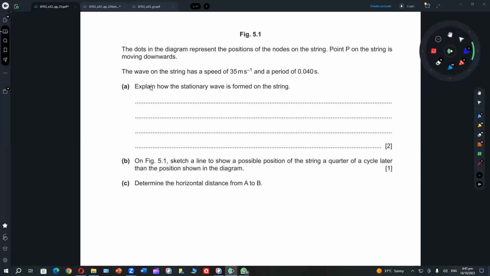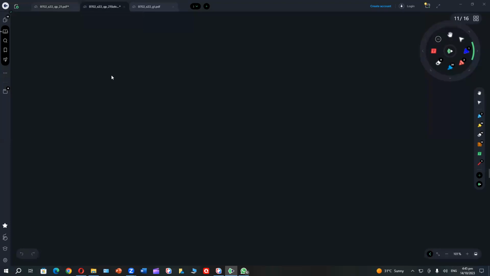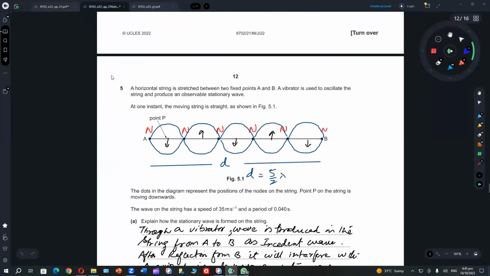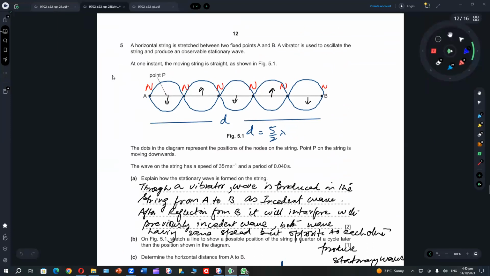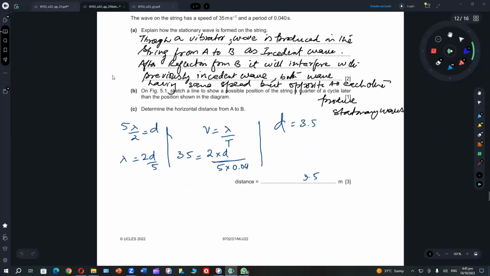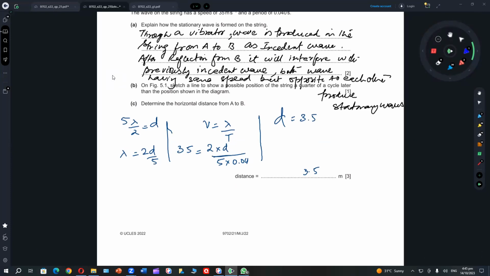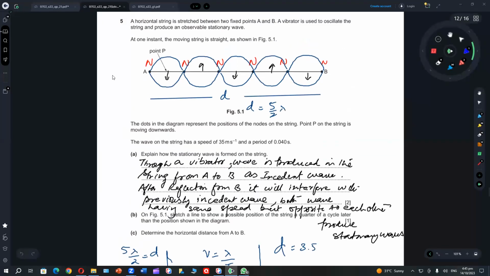Sketch a line to show a possible position of the string a quarter of a cycle later than the position shown in the diagram. Remember, in a stationary wave, nodes are fixed. Antinodes are also fixed. You have to draw the wave a quarter of a cycle later than the position shown. So this will be the wave.